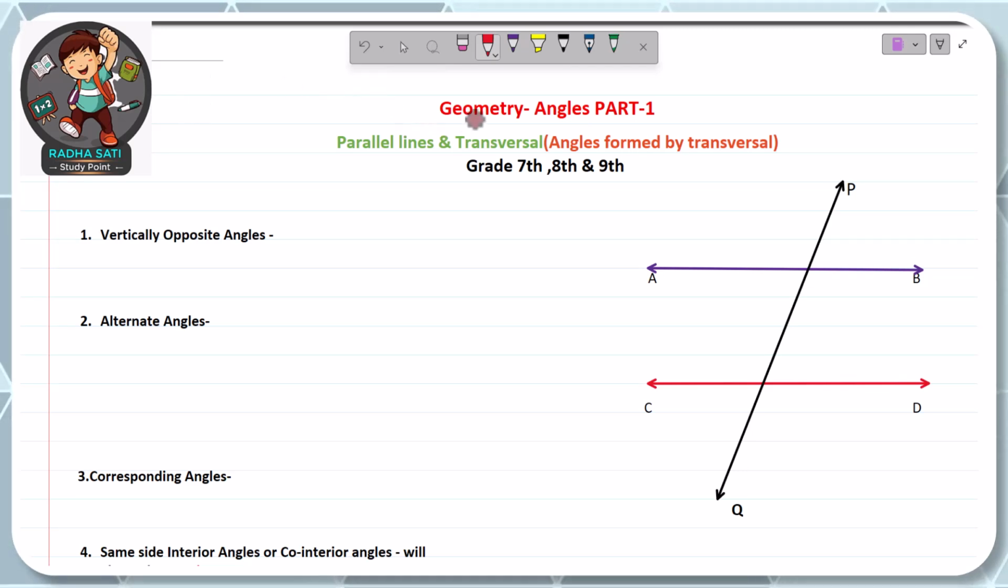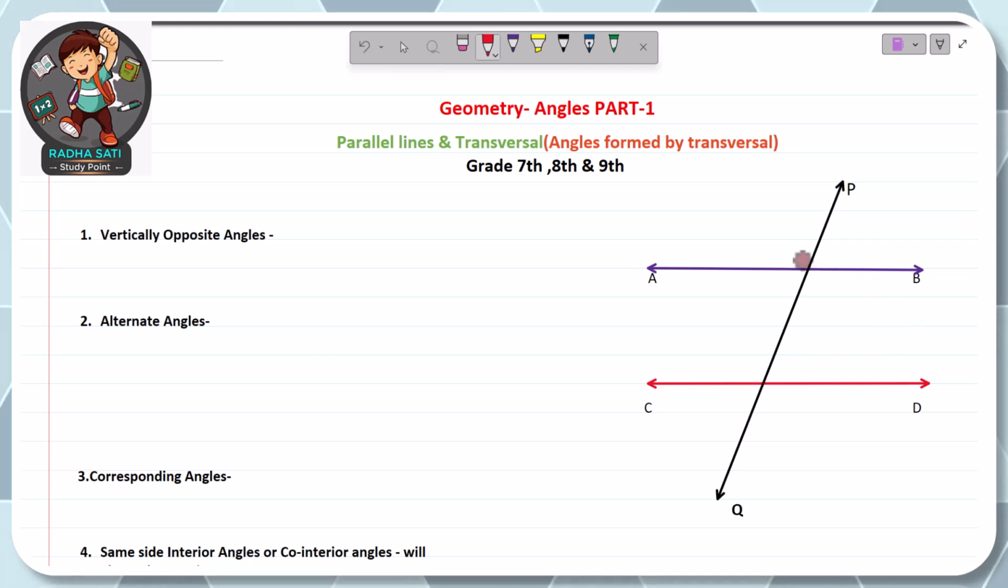So today's video topic is geometry, and in this we are going to learn about angles. Okay, so today we are going to learn about parallel lines and transversal. Means what are the angles formed by a transversal? When a transversal intersects two parallel lines, then what do we call these different types of angles that we are going to learn today. Okay, so stay tuned till the end.